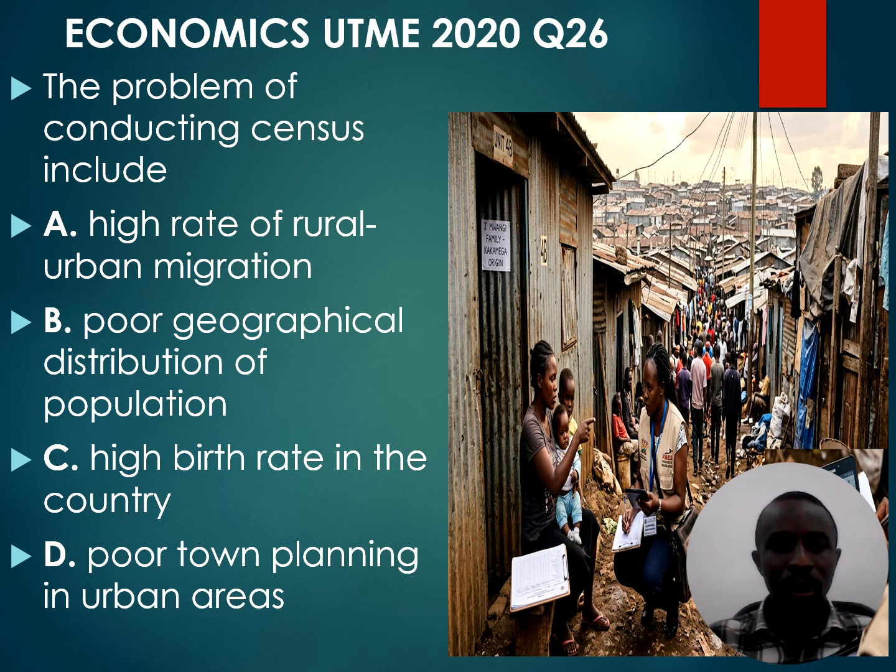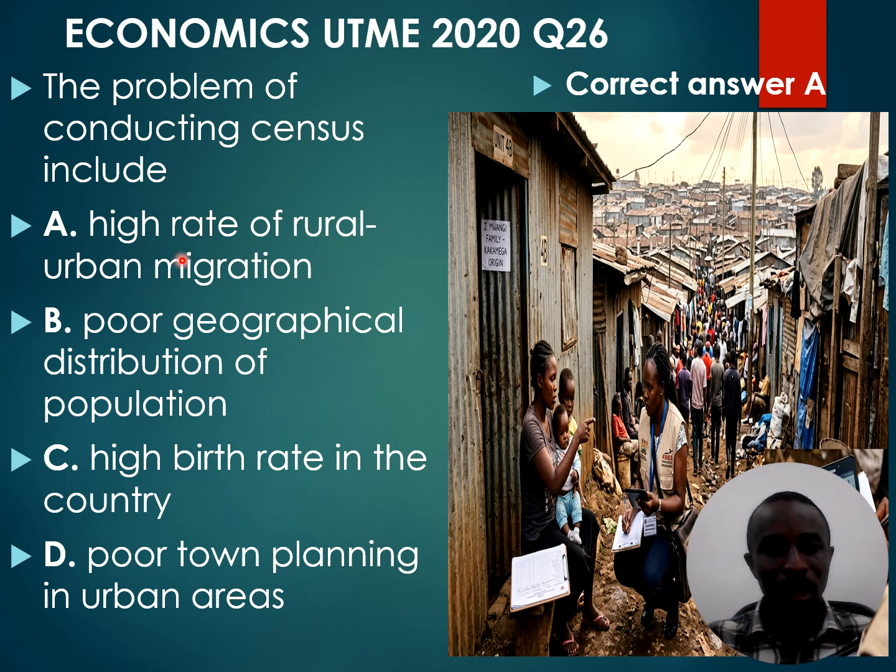Question 26. The problems of conducting census include high rates of rural-urban migration. That's the correct answer. The remaining factors affect the total population of a country. It is A, that is the main problem of conducting census, which is the head count of all nationals in a particular country, as you can see in this picture.